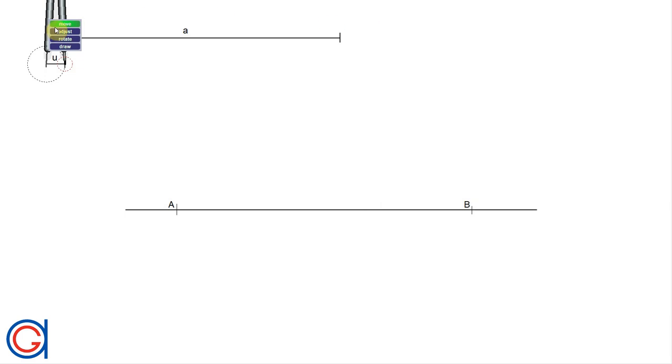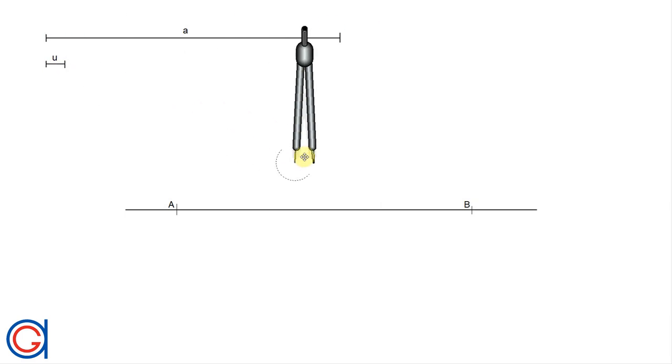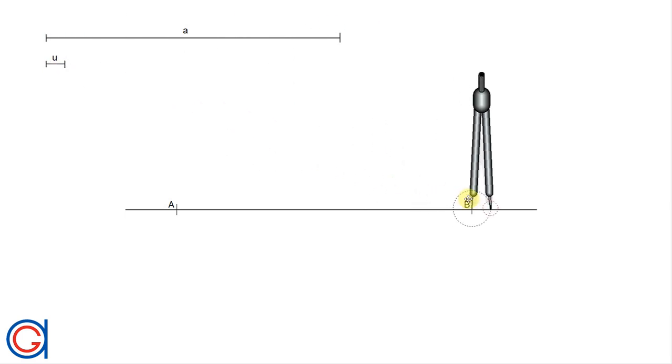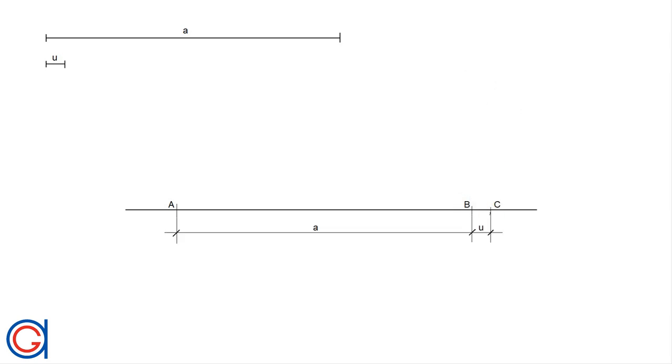The next step is to transport our given unit, 1 centimeter, from point B. We scribe an arc to get a third point, which we will call C. Okay, so now we have our line segment A plus the unit U. Okay, so the next step, we are going to work out the perpendicular bisector of the line segment AC.